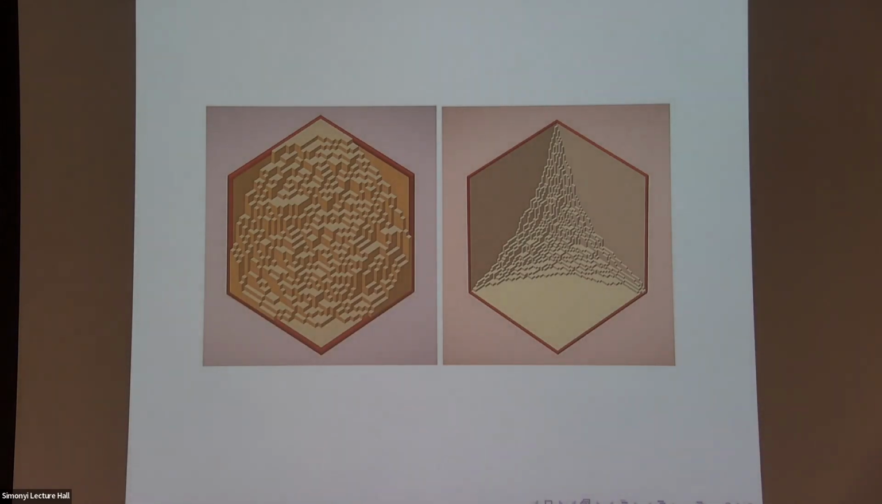Here is an example of two simulations showing the difference between these two measures, at least for the hexagon. This is a simulation of a uniform Lozenge tiling, and this one for Q to the volume. And you can see that they clearly give different behavior. So today we're studying this setup.